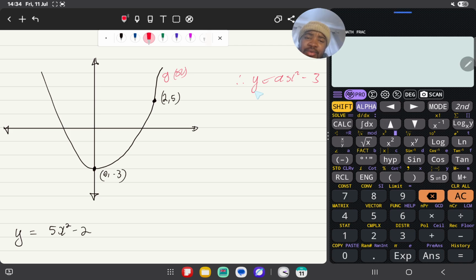Exactly. So now we can pick this point where you would substitute: 5 equals a times 2 squared minus 3, so 4a minus 3 equals 5, and then you have 5 plus 3, almost at 8.